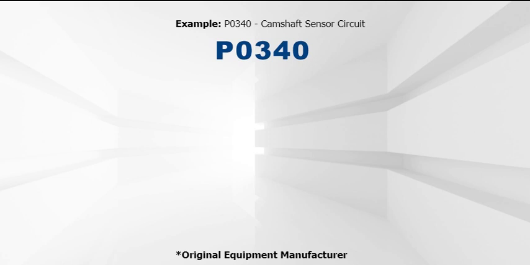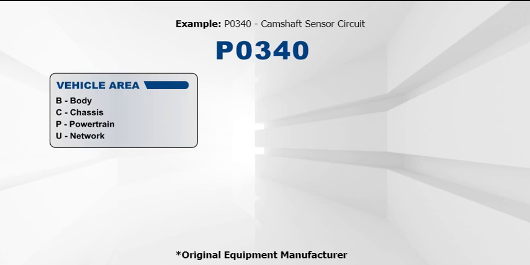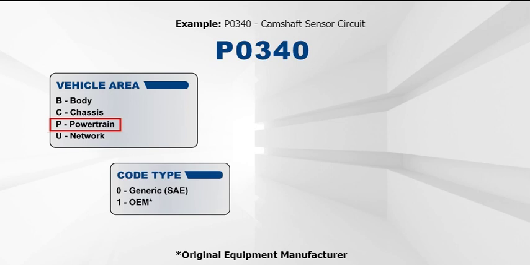The DTC format consists of one alpha character followed by 4 digits. The alpha character identifies the area of the vehicle where the malfunction was detected. This includes B for body, C for chassis, P for powertrain, and U for network. The first digit of the DTC indicates whether the code is generic or manufacturer-specific. Generic codes, indicated by a 0, are authored by the Society of Automotive Engineers, or SAE, and apply to all vehicles.